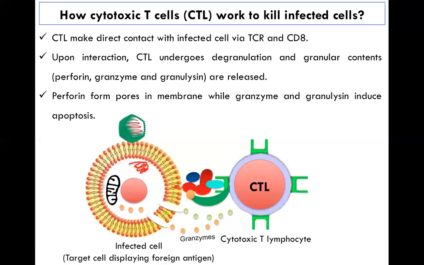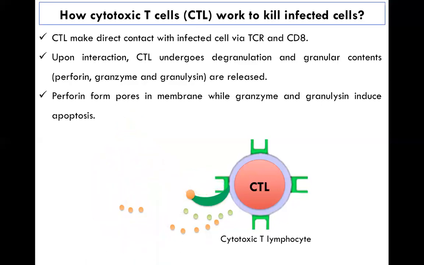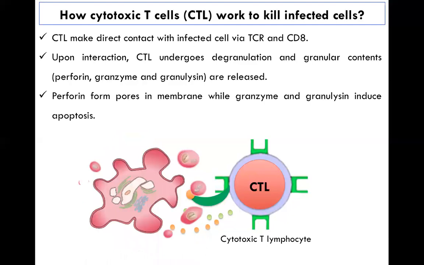So these apoptotic bodies are engulfed by the phagocytes. As you can see, here we have a macrophage, and the cells start to be engulfed by the process of phagocytosis, while the cytotoxic T cells move to other cells to perform their functions. So after killing that cell, they go to other infected cells and start working there.